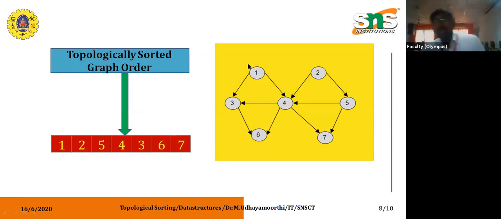You have to remove the node 1 from this graph completely. You have to remove or erase it.